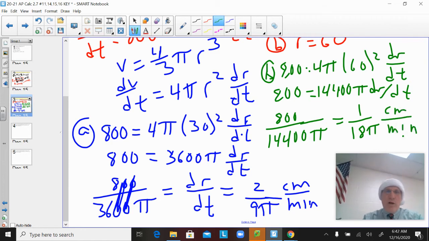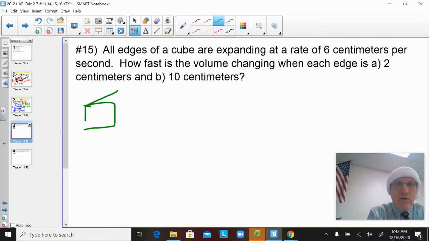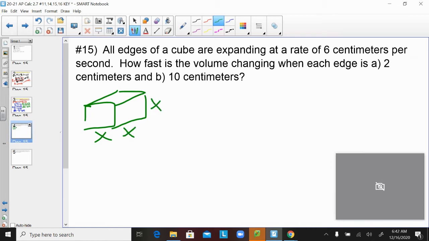So we had question 11 was the area of a circle. Question 14 was the volume of a sphere. And then 15 and 16 both have to do with a cube. 15 says all edges of a cube are expanding. And I draw, well, it's a cube. So all these dimensions are the same. They're all x, since it's a cube.